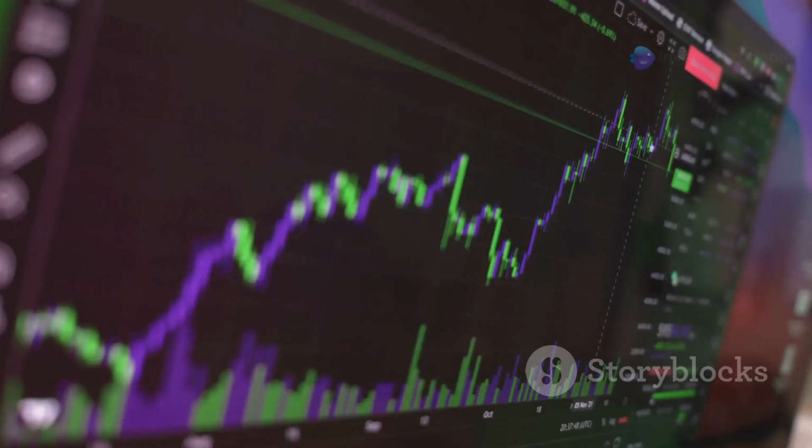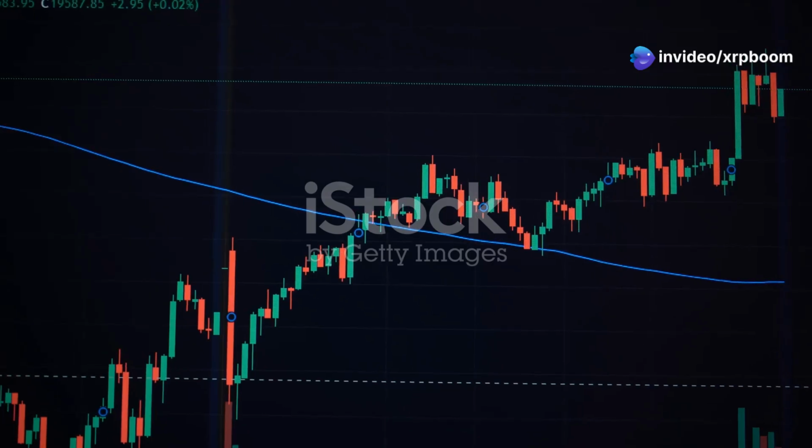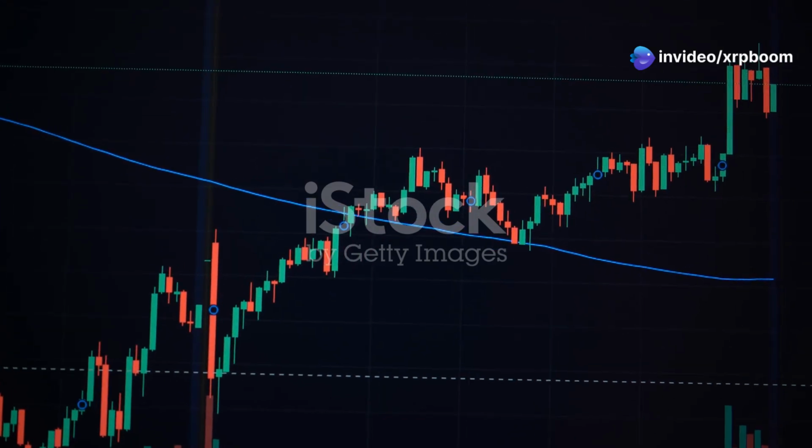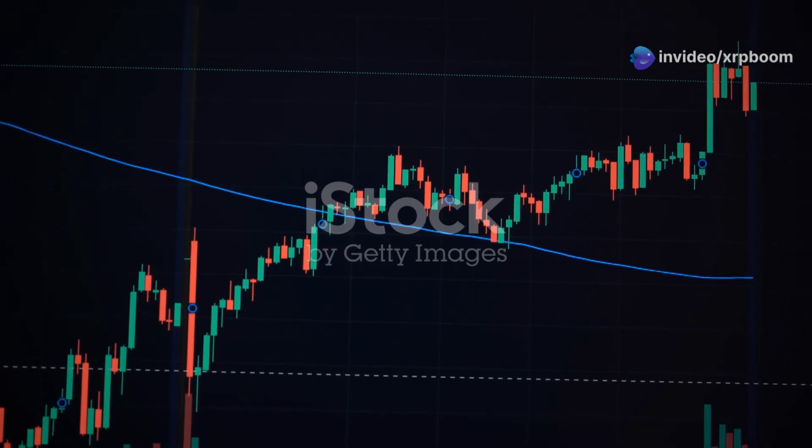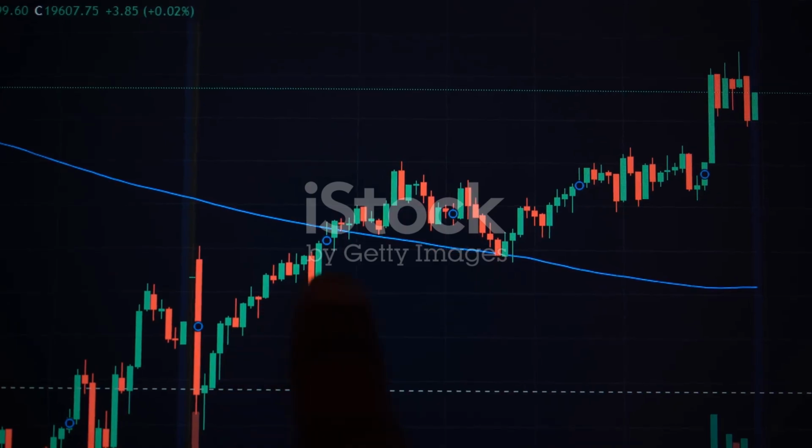For example, a hammer candlestick looks like, well, a hammer. It has a small body and a long lower wick, suggesting that sellers tried to push the price down, but buyers came in strong and drove it back up.